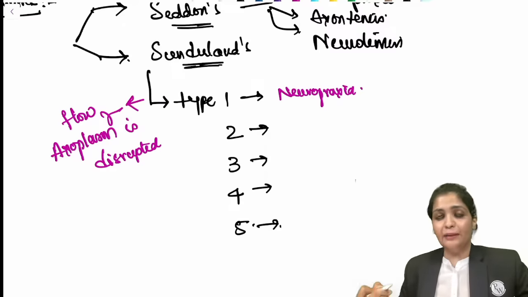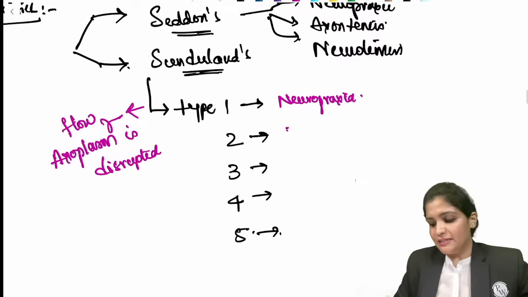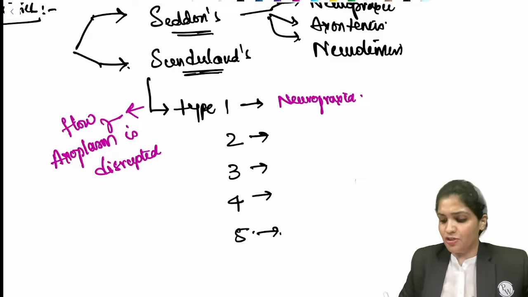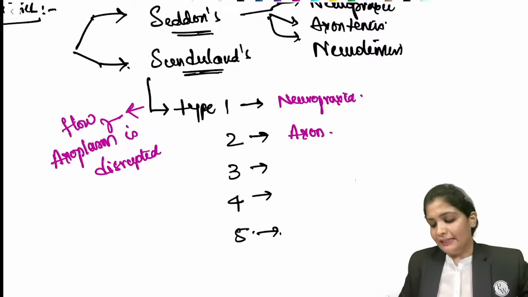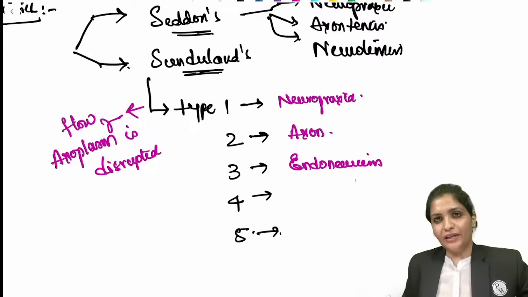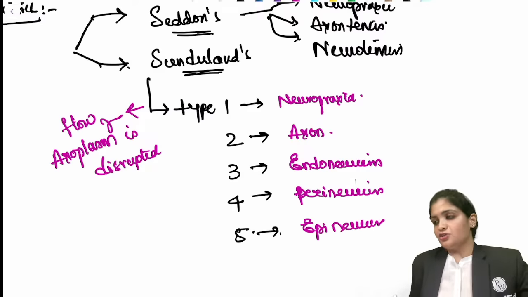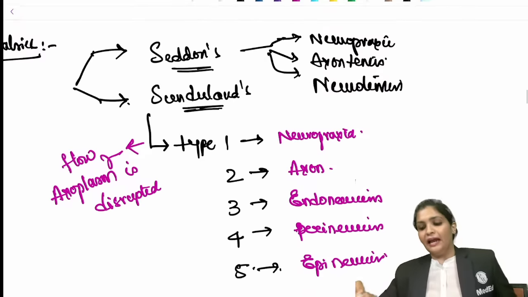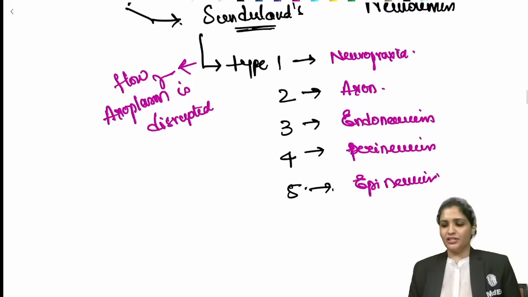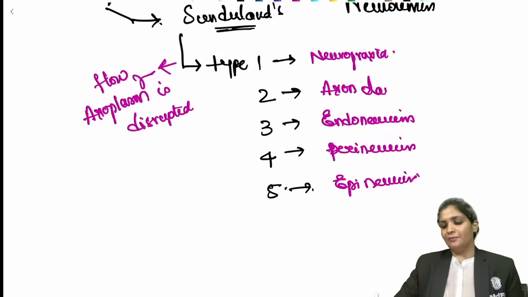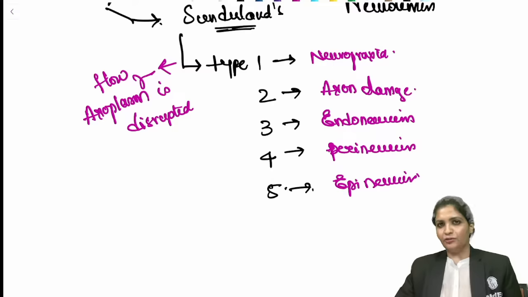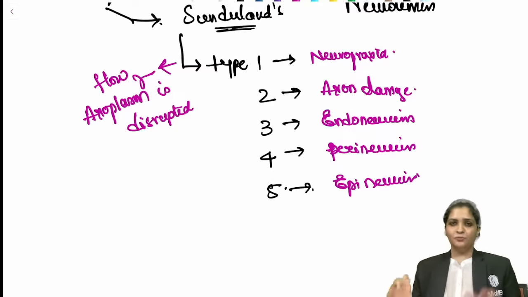So what is type 2? Type 2 is damage to the axon. So axoplasm, then axon. And then type 3 is damage to the endoneurium. Type 4 is perineurium damage. And type 5 is epineurium damage, right? So in Seddon's there is neuropraxia, axonotmesis and neurotmesis, and in Sunderland's classification it is neuropraxia, axon damage, then damage to the endoneurium, then perineurium in type 4, and epineurium in type 5, right?